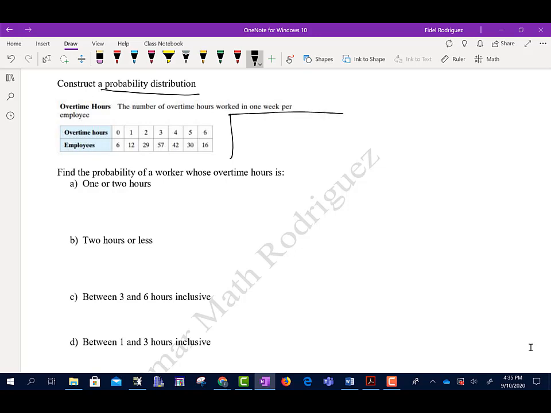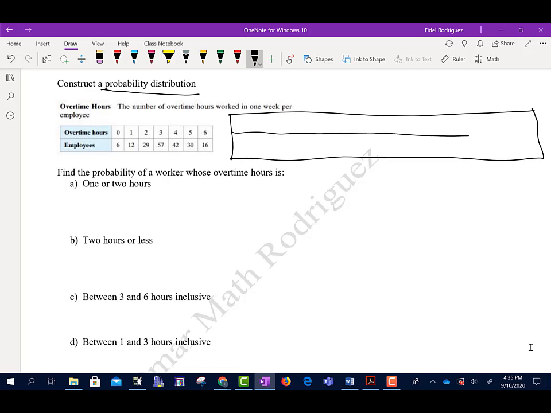Okay. So the first thing I'm going to do, guys, is make a real big table here just because I write big. It's hard for me to write small. I have big hands. 1, 2, 3, 4, 5, and 6.